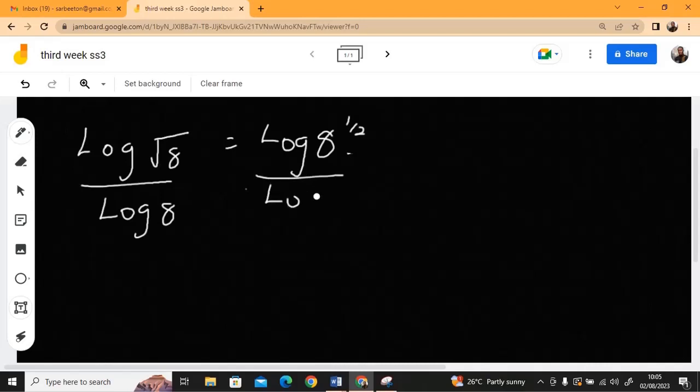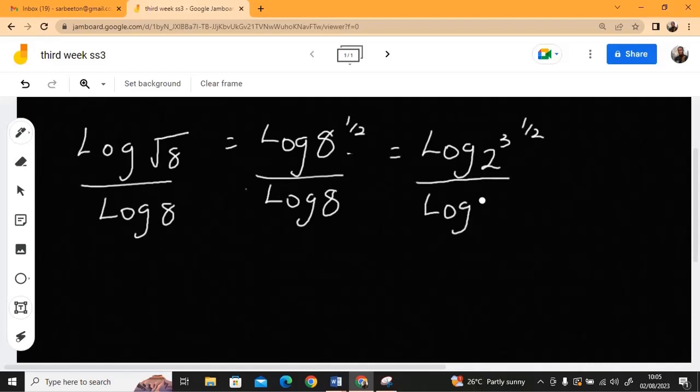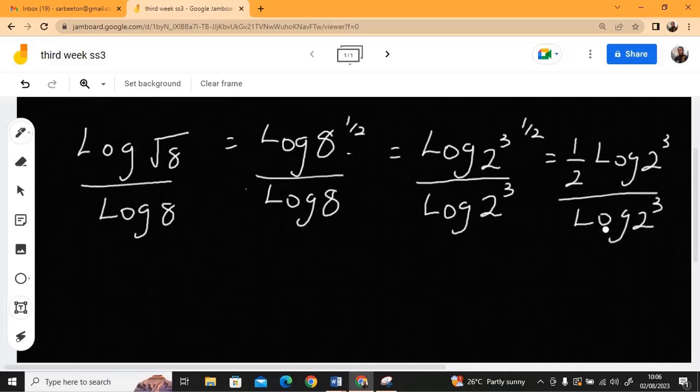Now my students always do that, they will divide. Don't do that. You can change this one to index form. So I will have log of 2 to the power 3, with the 1 over 2 at the top, all over the one at the bottom, which can also be log of 2 to the power 3. Now I can bring this to the front to make it easier for me: 1 over 2 log 2 to the power 3 over log 2 to the power 3. Do you get the logic?